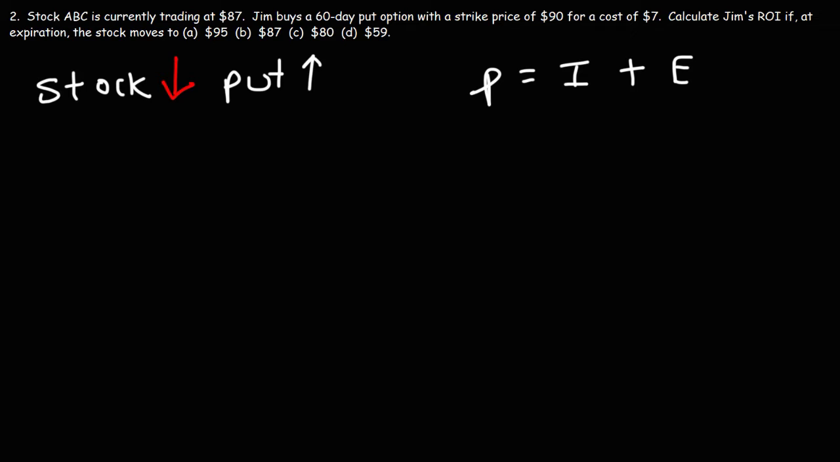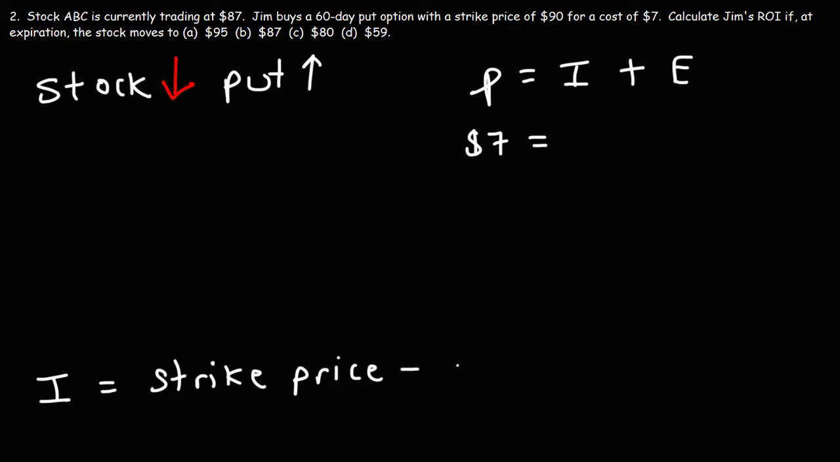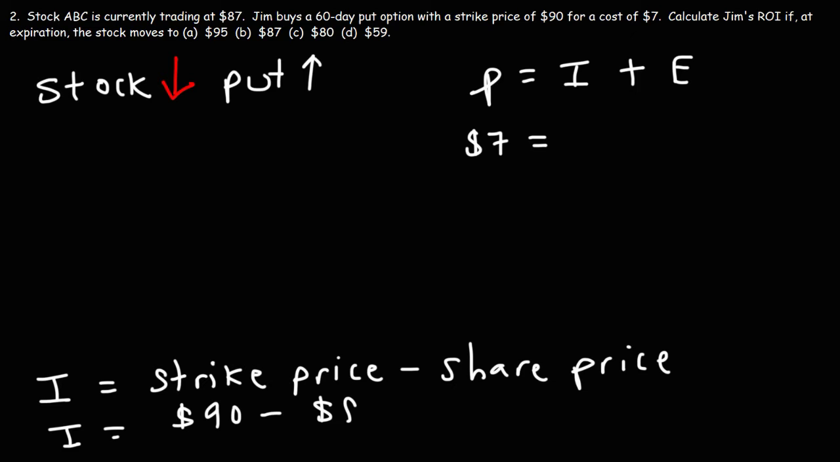In this particular example, the stock is currently trading at $87. Jim buys a 60-day put option with a strike price of $90 for a cost of $7. So the value of this put option is $7 right now. The intrinsic value of a put option is the difference between the strike price and the share price, or the price of the stock. The strike price is $90 and the share price is currently $87, so the intrinsic value is $3.